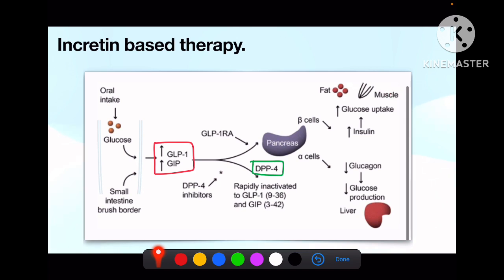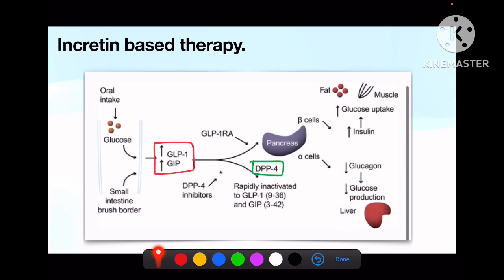Then your blood sugar will be kept under control, right? As well, it has an impact on your alpha cells and reduces glucagon production, and due to the lack of glucagon, glucose production from the liver will be low.